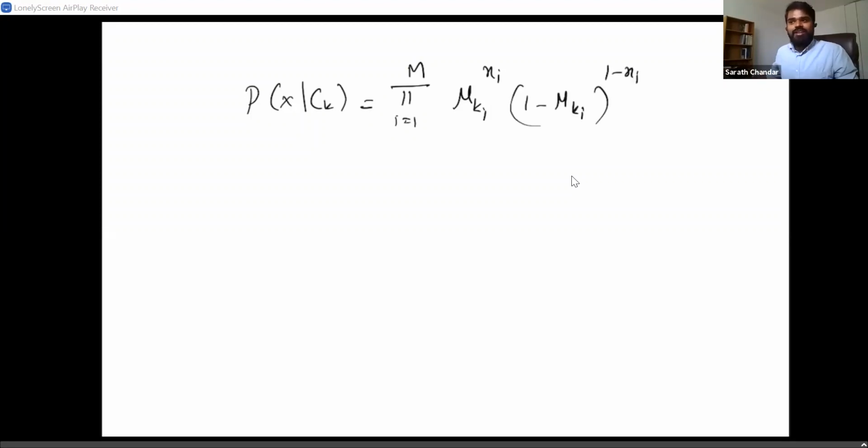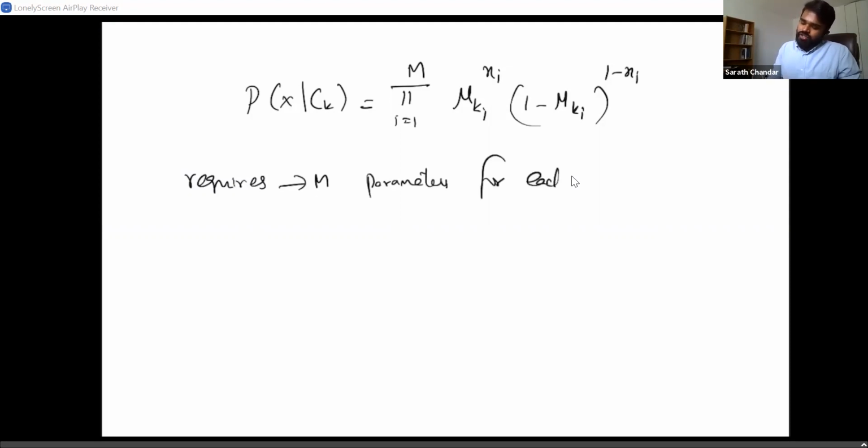So what have I done here? This is the same trick that we used even for the GDA. Whenever xi is equal to 1, the probability is mu ki. Whenever xi is equal to 0, the probability is 1 minus mu ki. Now how many parameters does this require for each class? This requires only m parameters for each class. So look at the reduction.